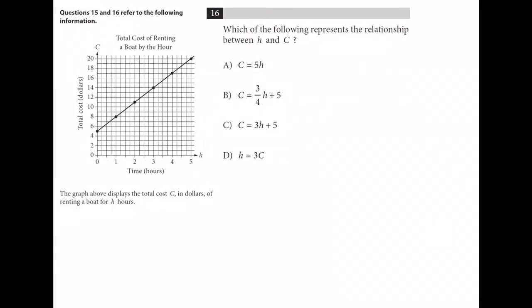Number 16. Which of the following represents the relationship between h and c? So if we again label these axes as x and y, we can start off by thinking, okay, it's going to be c is equal to hx plus my c-intercept here. So how much do I increase each time I go over? What's my slope? We can use the change of slope formula to figure that out.